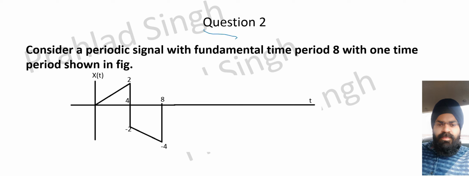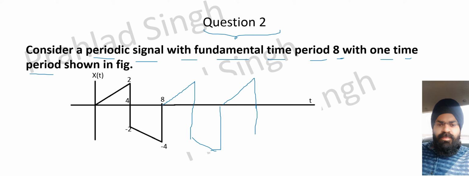So question number 2 is: consider a periodic signal with a fundamental time period 8. Same question, with one time period shown in the figure. The same waveform is given. This you can extend like this, up to infinity to here, minus infinity.